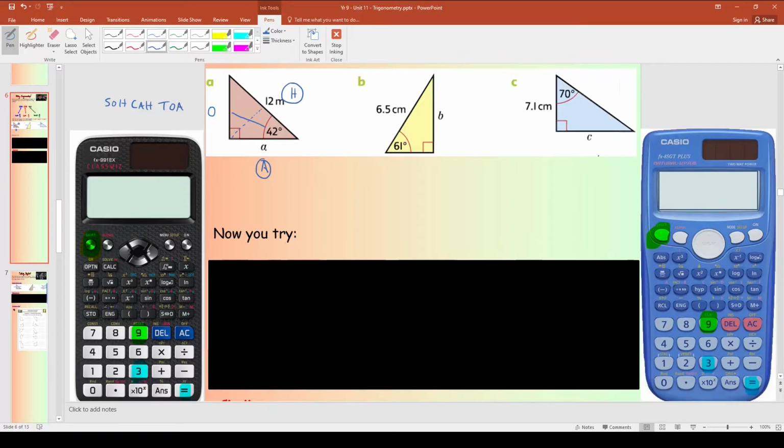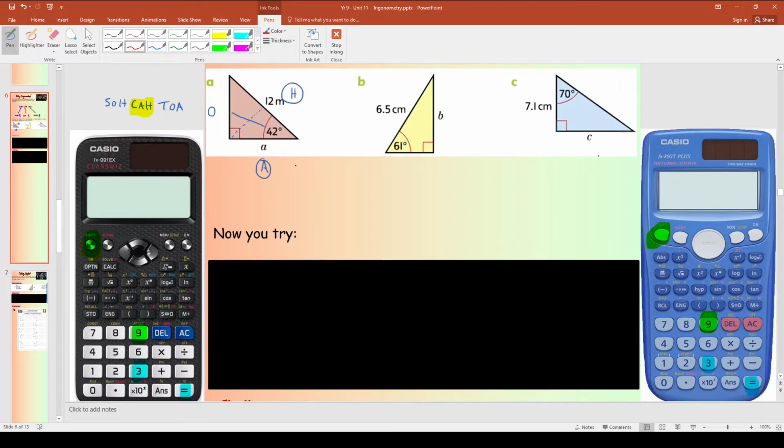Now, look at the two letters. You have A and H. So which trig ratio is it in SOH CAH TOA? A, H. Which one is AH? SOH CAH TOA. That's it! It's CAH! Isn't it, my lovelies? It's the middle one because that's the one that has A and H in.